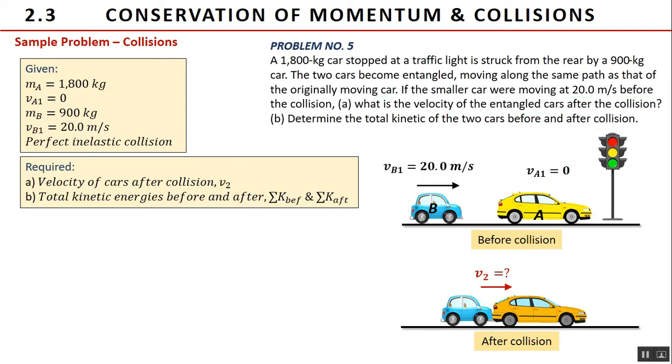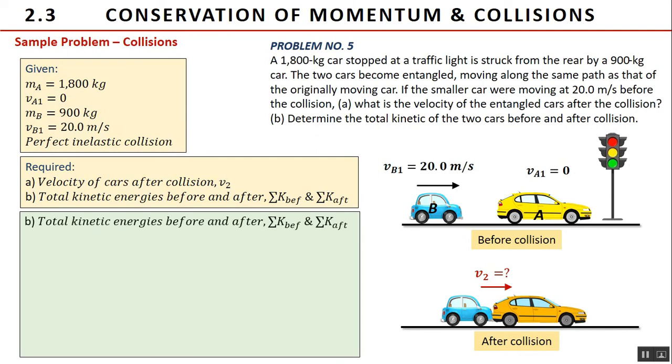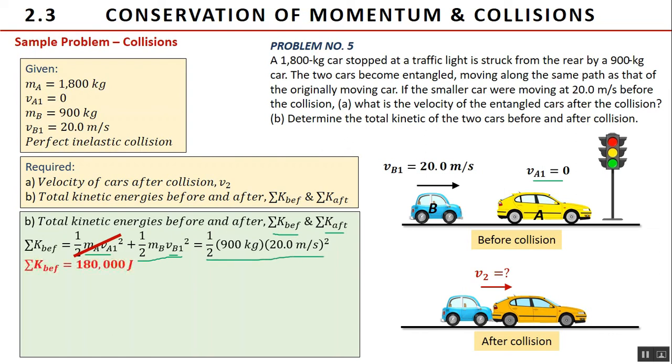For letter B, solving for the total kinetic energies before and after collision. The kinetic energy is 1/2 mv squared. Since car A is initially at rest, it has no kinetic energy, therefore we can eliminate this from the equation. So the total kinetic energy of the two cars is only the kinetic energy of car B, that is 1/2 of the mass of B, multiplied by the square of v sub b1. Substituting values, the total kinetic energy before collision is 180,000 joules, or 180 kilojoules.